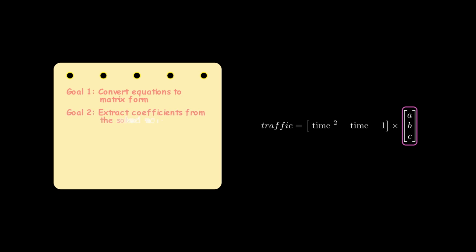So our first objective is to transform these equations into matrix form. We'll use two loops, one to add traffic values and another to calculate time powers, storing everything in a matrix. Now that we have the equations in matrix form, we can find the coefficients a, b, and c, that is the column vector in the traffic equation. So the second goal is to extract the coefficients from the solved matrix.